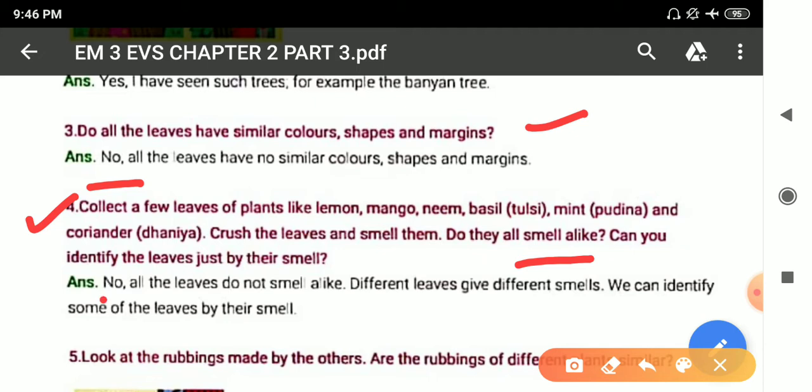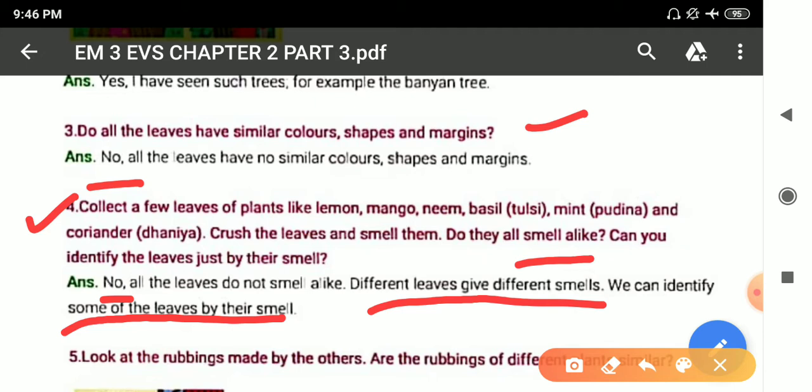So students, no. All the leaves do not smell the same, because tulsi has a different kind of smell, pudina has a mint kind of smell, coriander has a different kind of smell. Each and every leaf has a different kind of smell. Different leaves give different smells. We can identify some of the leaves by their smells.